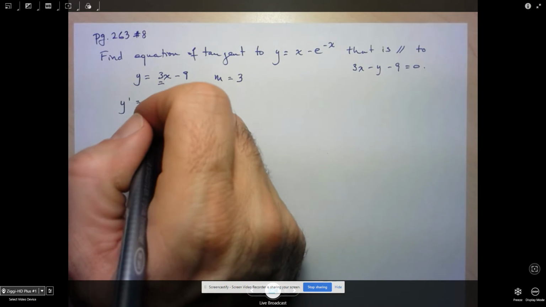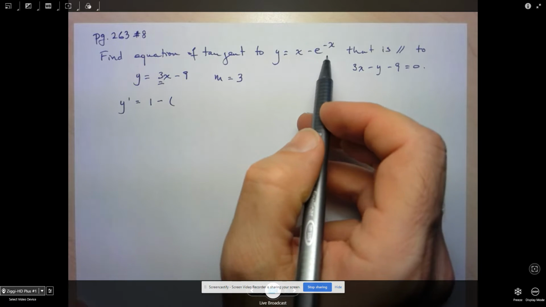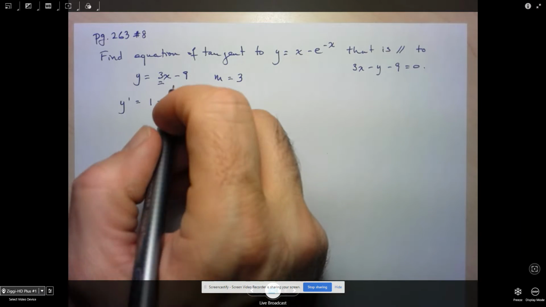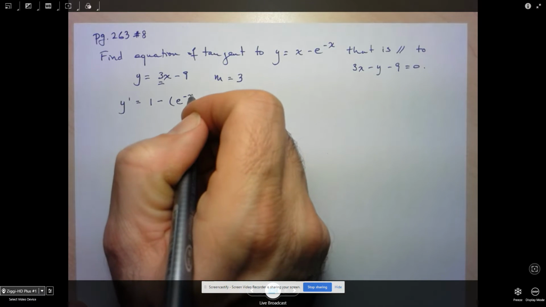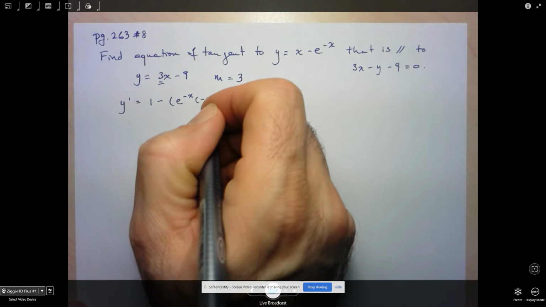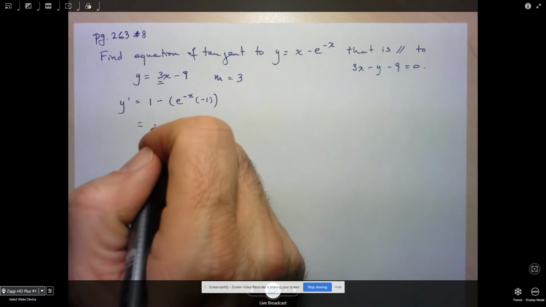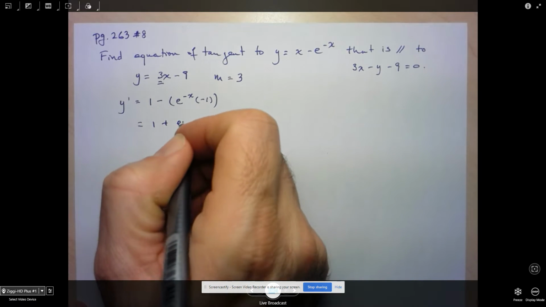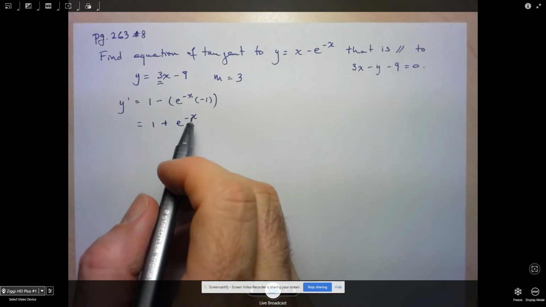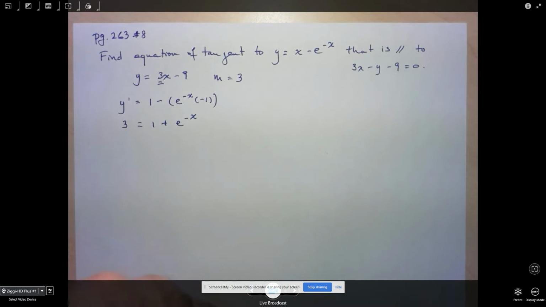Derivative of x is just equal to 1 minus, okay, now here I have to use a chain rule. So my u is my negative x, so derivative of e to the u is just e to the u, so e to the negative x, and then I have to multiply that by the derivative of negative x, which is just negative 1. All right, and when I simplify, we just end up with 1 plus e to the negative x. All right, but I'm only looking for the x value where the derivative or the slope of the tangent is equal to 3. So I'm going to equate this to 3.